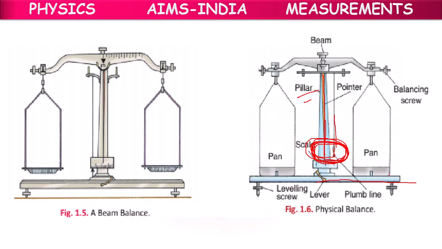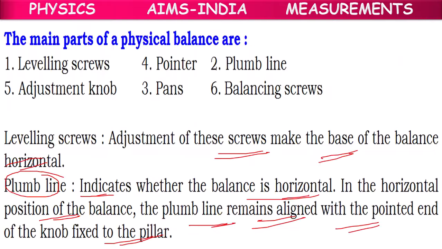So whether the base is horizontal or not, we can know with the help of this plumb line. If the plumb line is parallel to the pointer, then the base is horizontal. If not, we have to adjust the leveling screws to make it horizontal, to make them parallel.